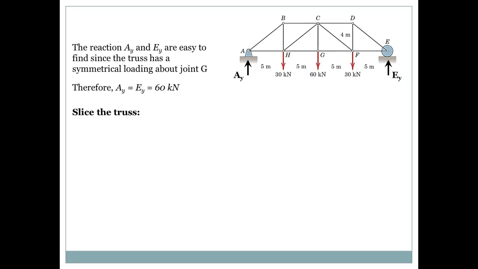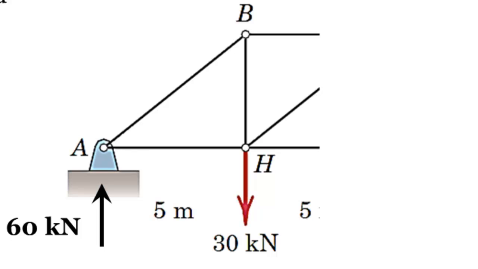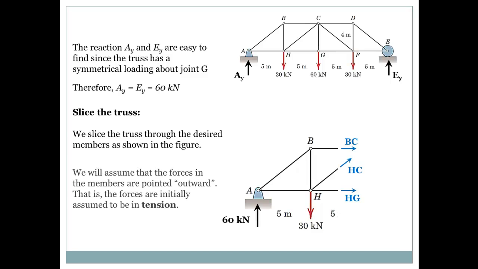Remember, we need to find the forces in BC, HC, and HG. So we slice through the desired members. This is the figure. So what kind of forces are we exposing here? First one is BC, and again we assume it's in tension. Second one is HC, we assume it's in tension again. And the third one is HG, again assumed to be a tension force. And as I just said, we assume the forces in the members are pointing outwards, so the forces are initially assumed to be in tension.